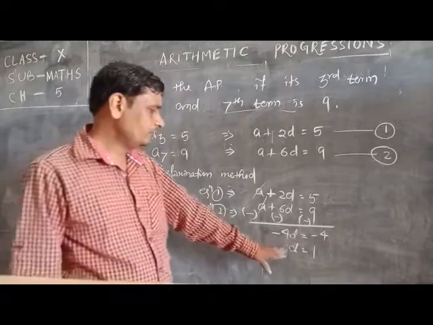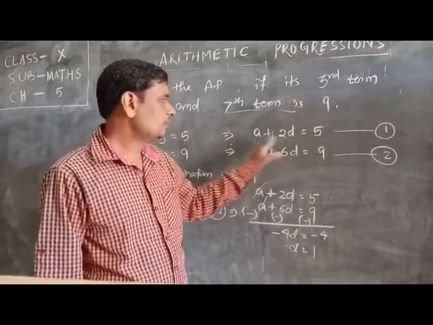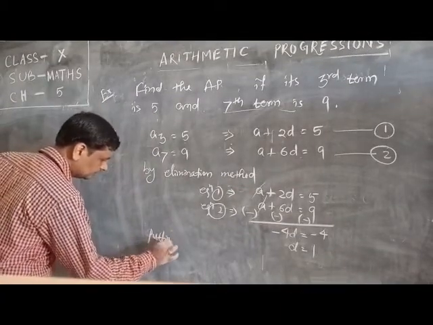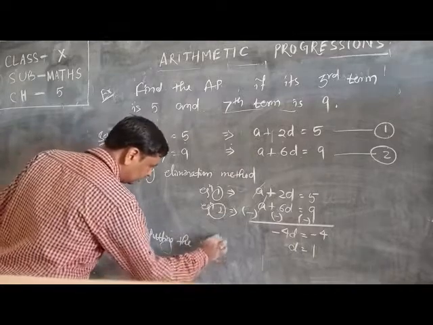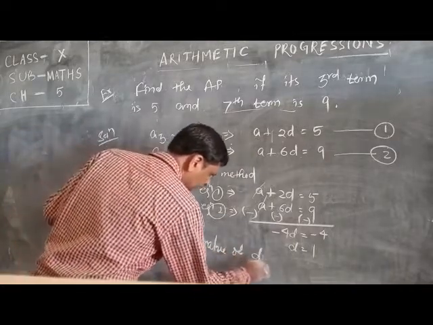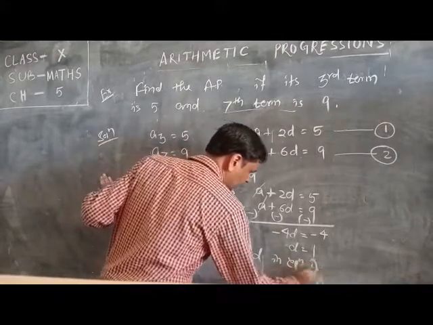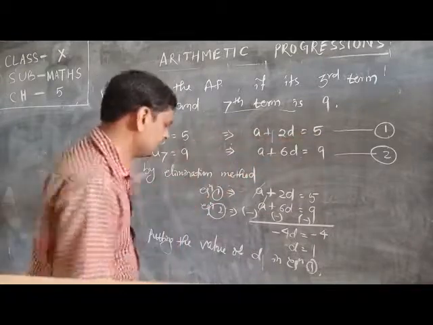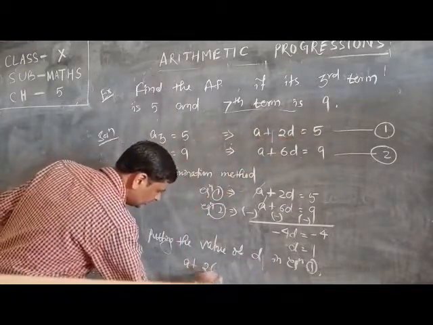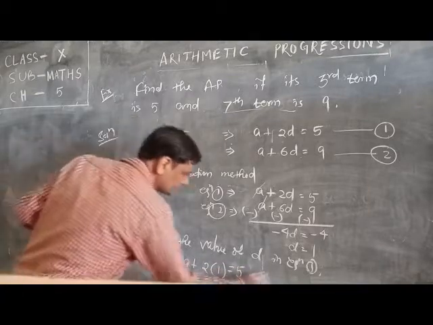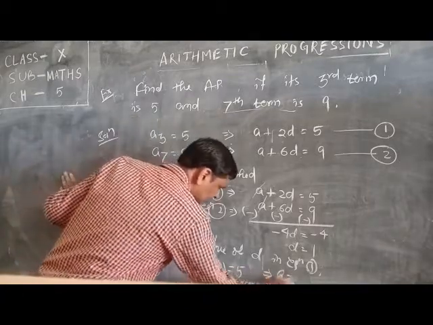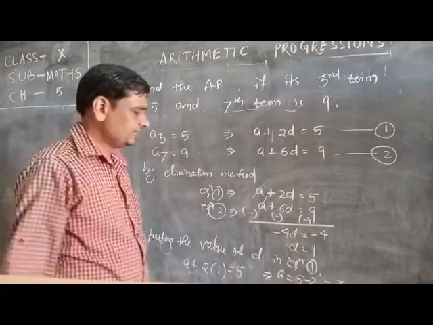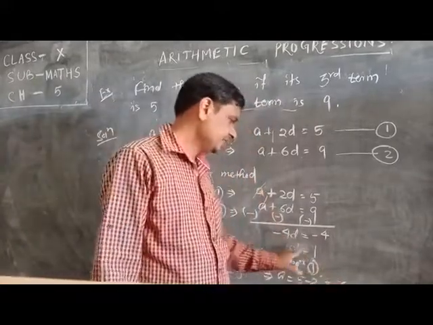If we put the value of d in any of these equations, we will find the value of a. Putting the value of d in equation 1, a plus 2 into 1 is 5. This implies a is equal to 5 minus 2, which is 3. Here we obtain the value of a as 3 and d as 1.